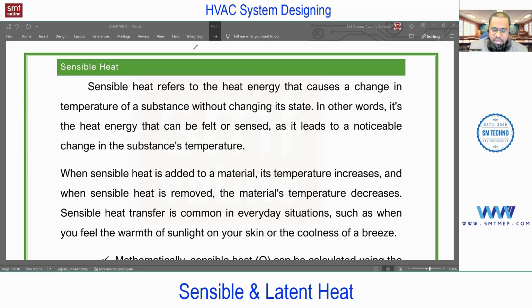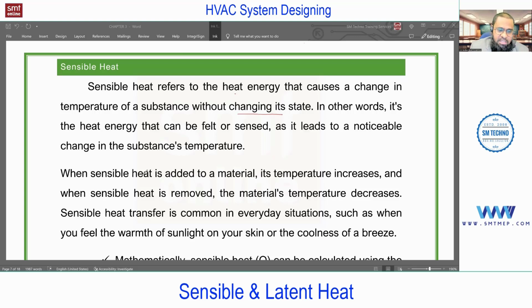I'm just talking about the application side. The heat gain through wall is only sensible. Next we'll talk about latent, then we'll take more examples. Let me quickly complete this theory. You see, sensible heat refers to the heat that causes a change in temperature of a substance without changing its state. In other words, it's heat energy that can be felt or sensed, as it leads to a noticeable change in the substance's temperature.